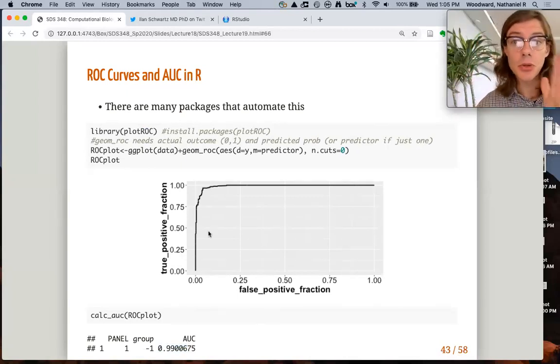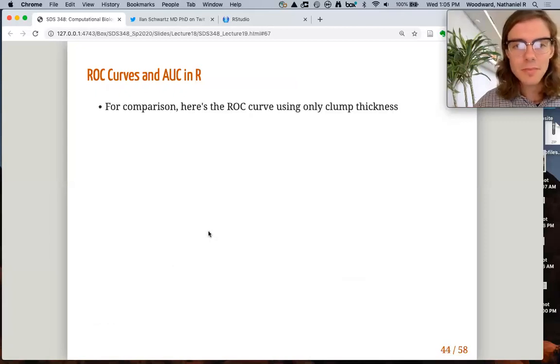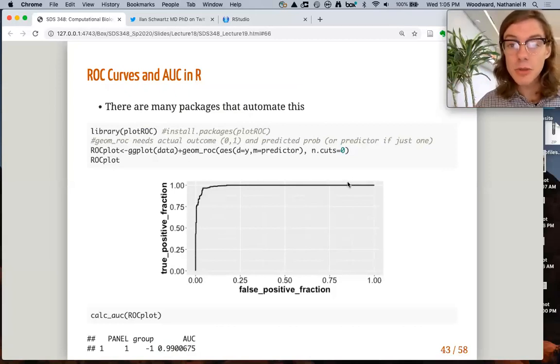I just wanted to show you you could do it by hand, and it's kind of a cute little integration by approximation. You just get those little trapezoids, right, and add them up. Cool. So just to show you, this is the ROC curve using information from marginal adhesion, clump thickness, and what was the other one? Bland chromatin. If we just use clump thickness, what do we get?